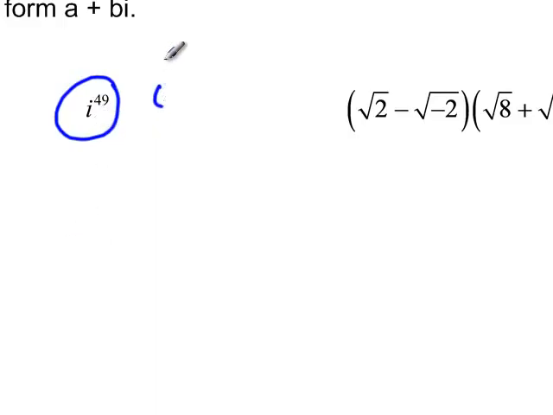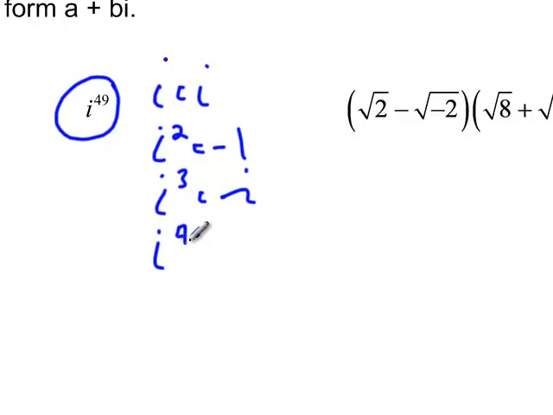we have to remember that i is equal to i. We have to remember that i squared equals -1. We have to remember that i cubed is equal to -i. And we have to remember that i to the 4th is equal to 1. So when we do something like i to the 49th, we have to break this up into something with a multiple of 4 and then what's left over.